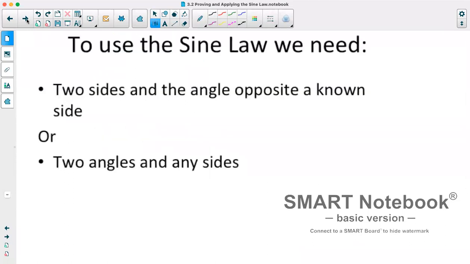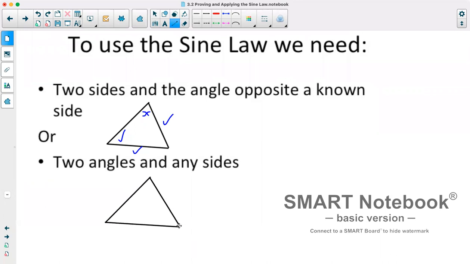Okay, so to use sine law, we need two sides and the angle opposite a known side. So, for example, if we have this triangle, if we have this side and this side, as long as we have the angle opposite one of those sides, for example this one, we can then solve for the angle opposite this side. So essentially, we need two sides and the angle opposite one of our known sides, or we need two angles and any side.